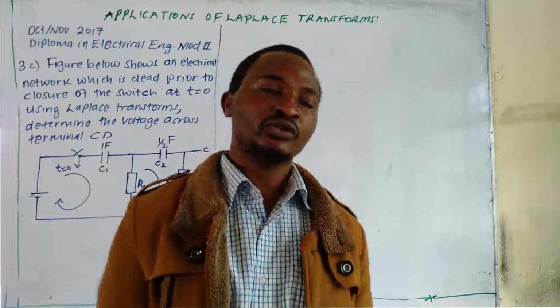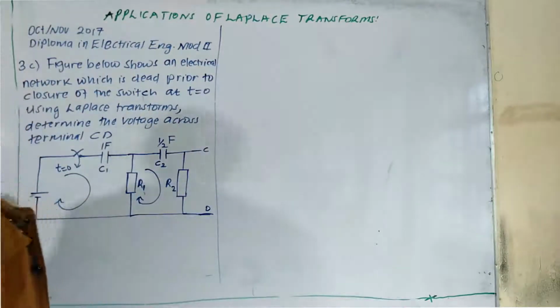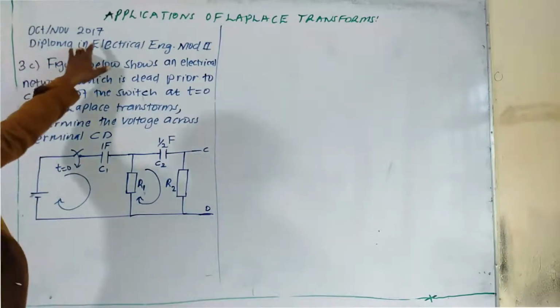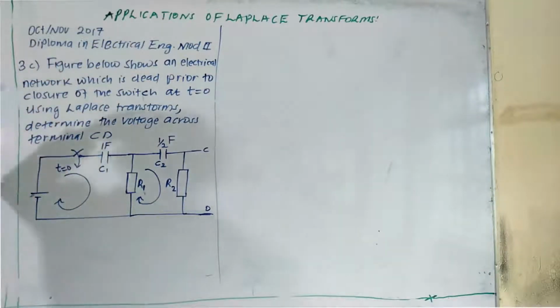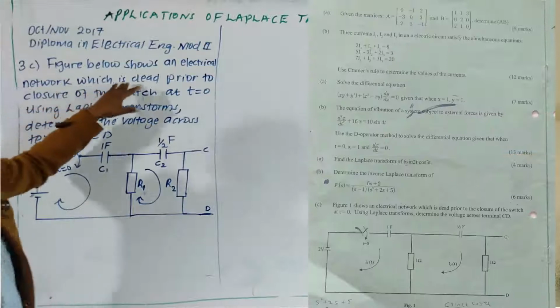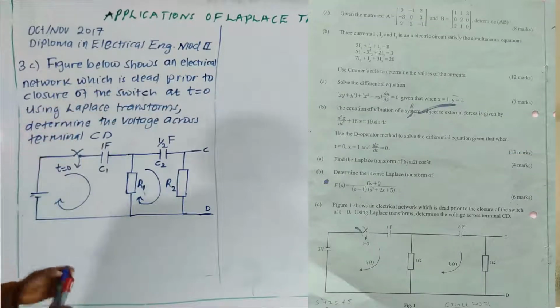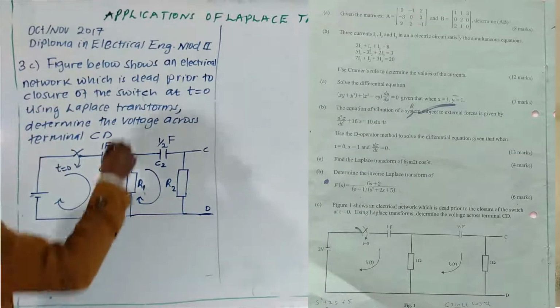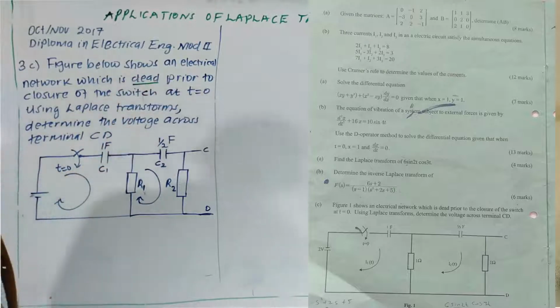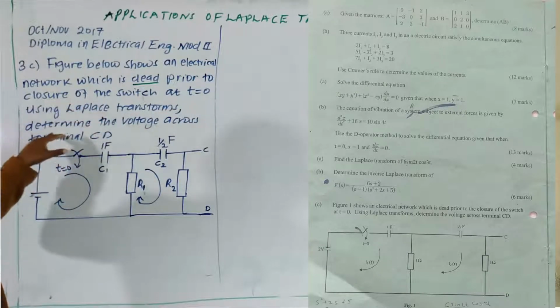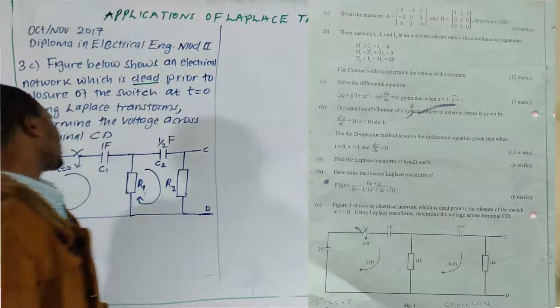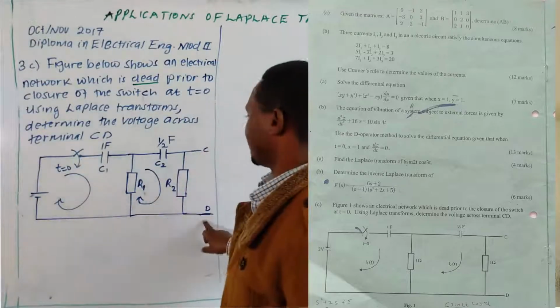Now, let us go to our question. This question is October-November 2017, Diploma in Electrical Engineering Module 2. We are told the figure below shows an electrical network which is dead prior to closure of the switch. This term there is very important. At time t is equal to 0. Using Laplace transforms, determine the voltage across terminal CD.